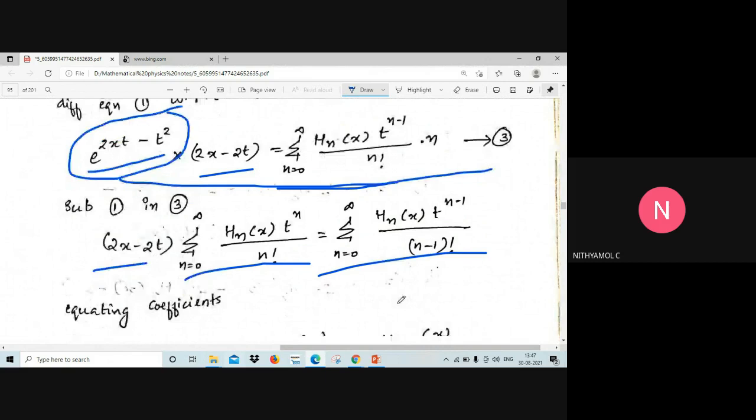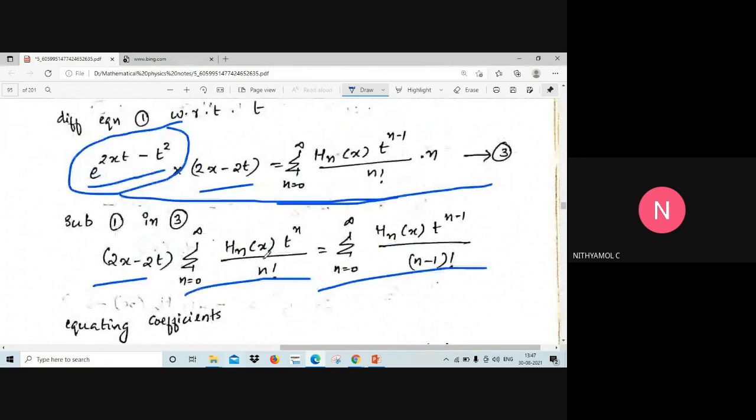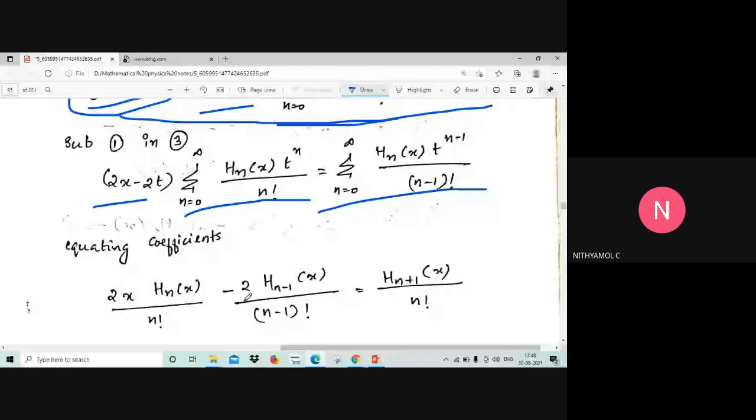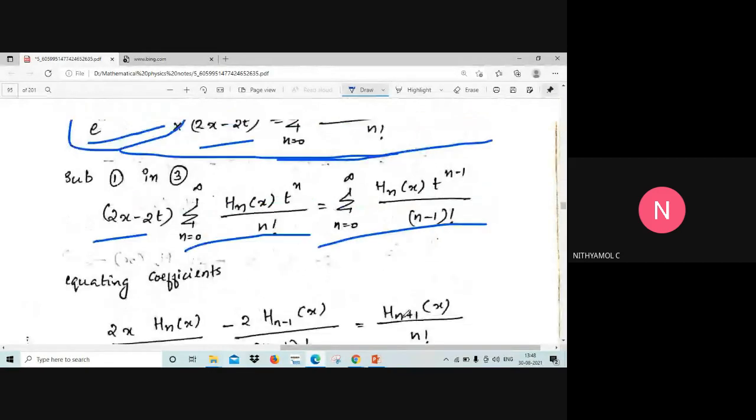Next, equating the coefficients. Now we can equate the coefficients. So 2x Hn(x) by n factorial, minus 2 H(n minus 1)(x) by (n minus 1) factorial, is equal to H(n plus 1)(x) by n factorial.